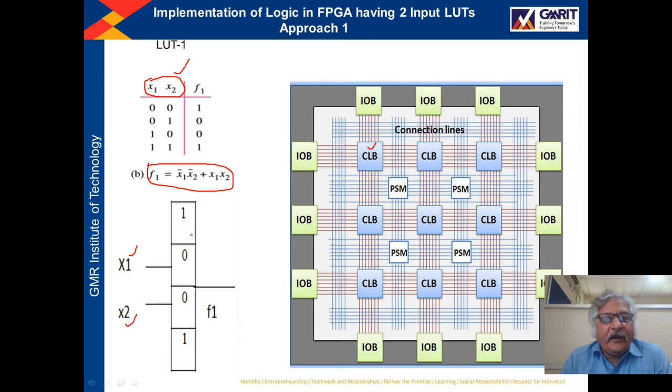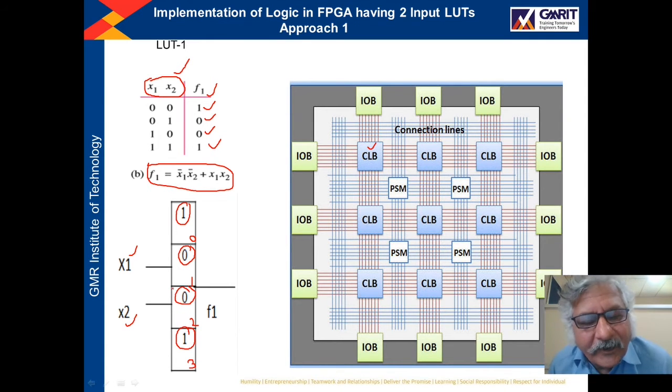Here this is my cell number 0, this is my cell number 1, this is my cell number 2, and this is my cell number 3. In these cells, see the truth table of this logic. In cell number 0, 1 is stored. In cell number 1, 0 has to be stored, so here 0 is stored. In cell number 2, 0 is stored. And in cell number 3, 1 is stored.